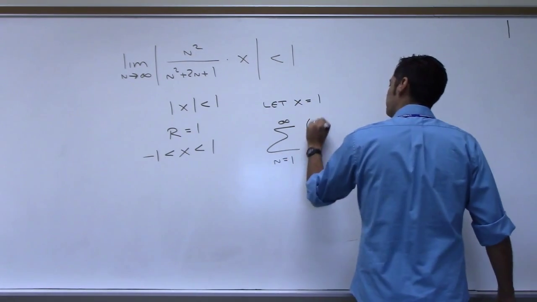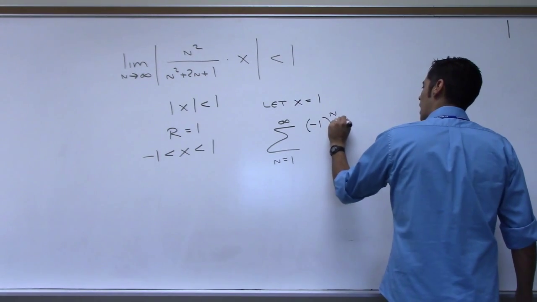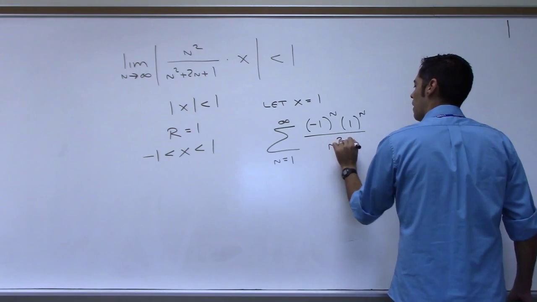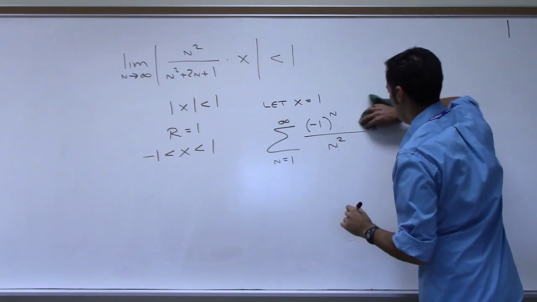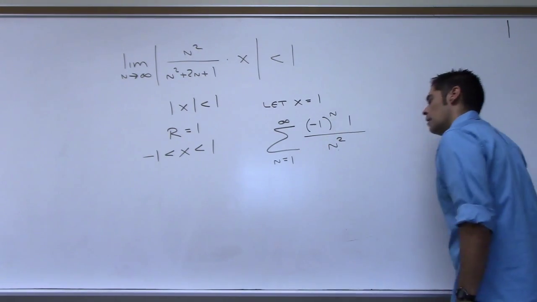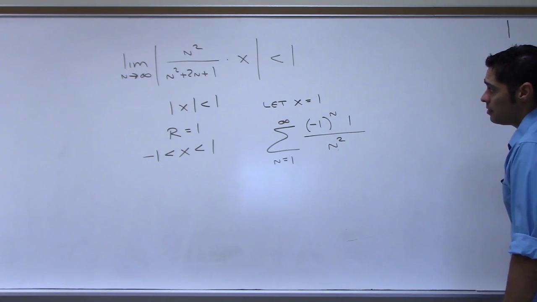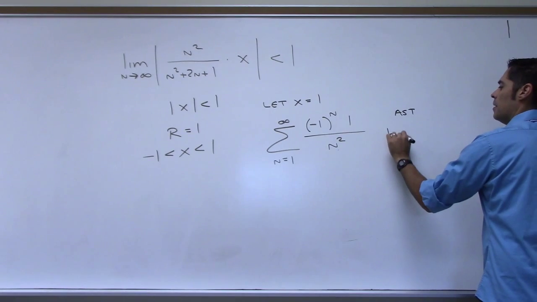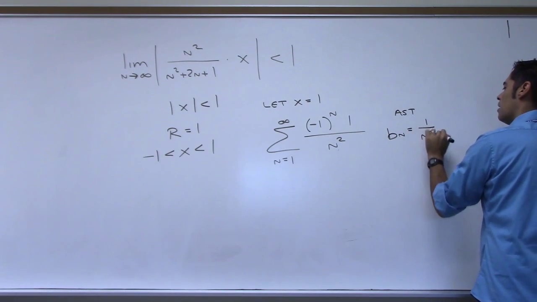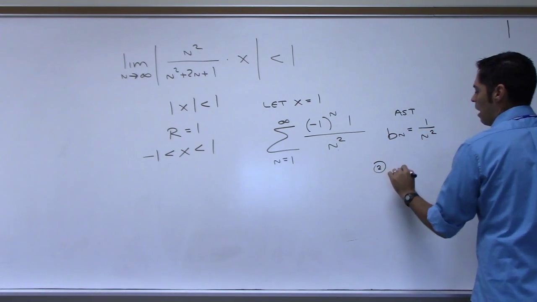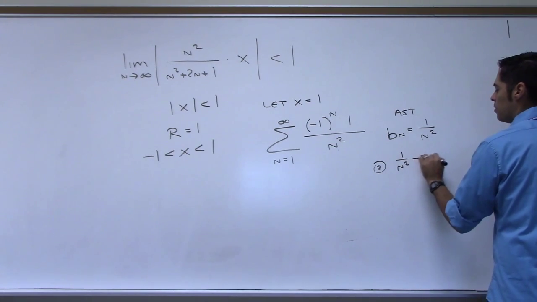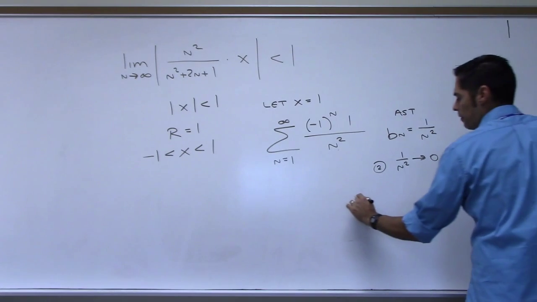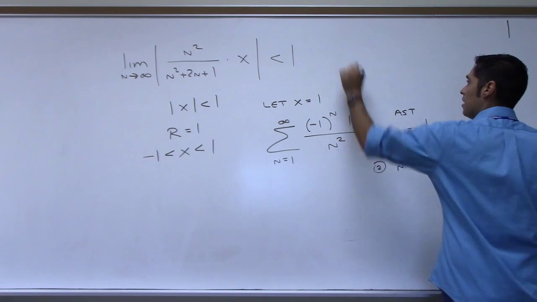Negative 1 to the n, and then 1 to the n over n squared. And of course, this is 1. And that's an alternating series. So I'm going to do the alternating series test. B sub n is just 1 over n squared. It's pretty obvious that 1 over n squared converges to 0, so I'm not writing the limit anymore. That's obvious. And then the first thing is to show it's decreasing.